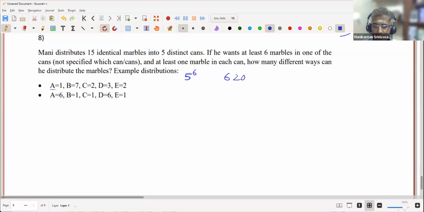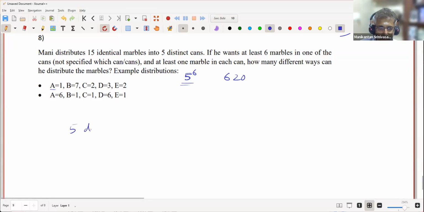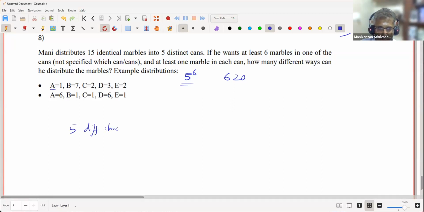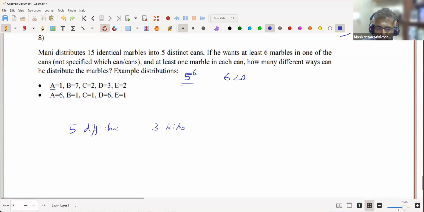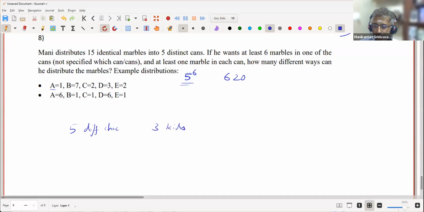One immediate observation I'll have, Navya. Whenever you have a number like 5 power 6 or something power something, that's typically the case when the entities that are being distributed are different, right? So for example, let's say 5 different chocolates and 3 kids, and how many ways can you distribute? Anyone can get anything. Some kid can go empty-handed, that's fine. But aren't there distinct cans now? The cans are distinct. The cans are like the kids.